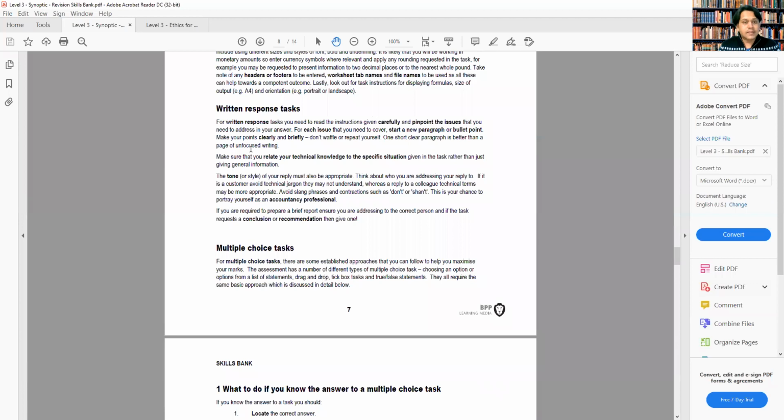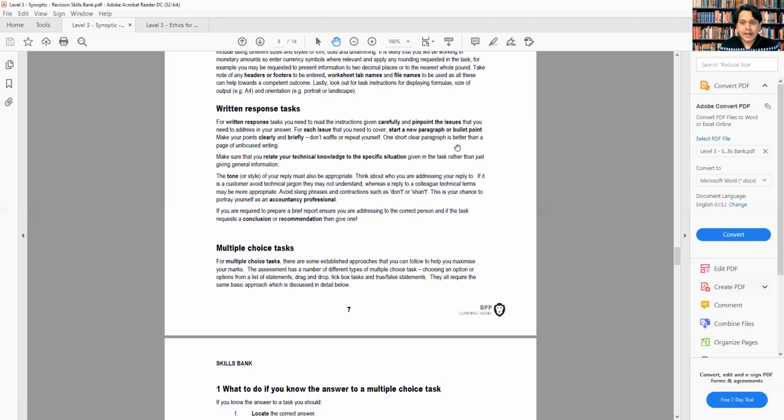The next point we have is the written response task. For a written response task, you will need to read the instructions given carefully and pinpoint the issues that you need to address in your answer. For each issue that you need to cover, start a new paragraph or bullet point. So it's better to start with a new paragraph and a bullet point. Make your point clearly and briefly. Don't waffle or repeat yourself.